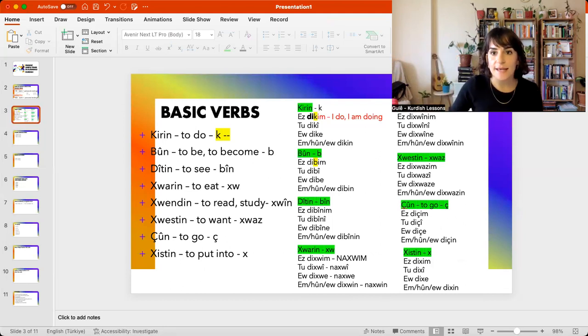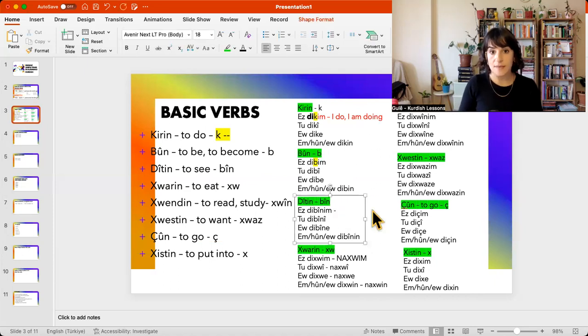Okay? And for example, for dbinim, as dbinim, I see. As nabinem, I don't see. I am not seeing, literally. To nabini, you don't see. Ev nabine, he or she or it doesn't see. Em hun ev nabinin. Okay, nabinin. So, or dbum, I become, nabum. To nabi. Ev nabe. Em hun ev nabin.